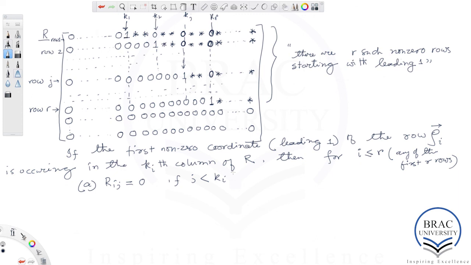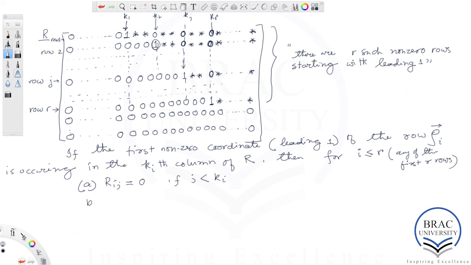So in the ith row, before the kith column, everything is 0. Suppose we are taking k2. It's the second column, so this is the leading one. So everything before this leading one is 0. That's what A tells us.